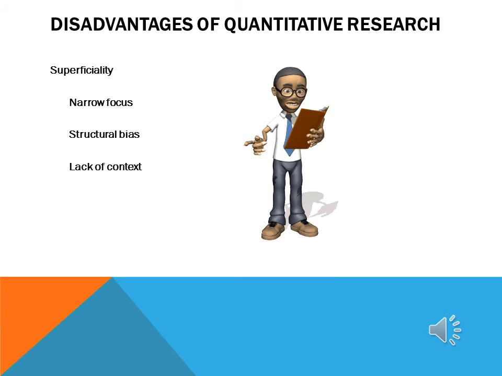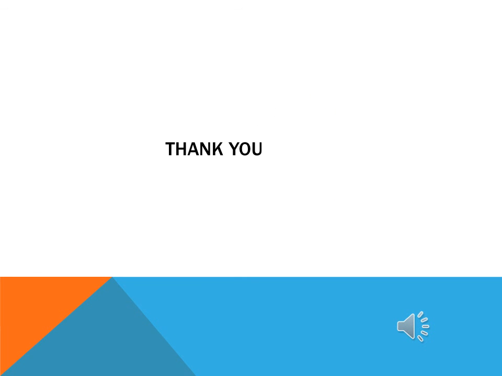Structural bias. Despite standardized procedures, structural bias can still affect quantitative research. Missing data, imprecise measurement, or inappropriate sampling methods are biases that can lead to wrong conclusions. The last one is lack of context. Quantitative research often uses unnatural settings like laboratories or fails to consider historical and cultural context that might affect data collection and results. I think that's enough about quantitative research.